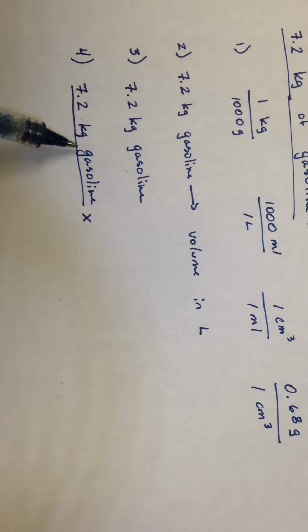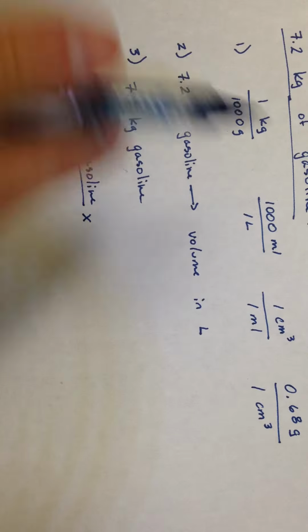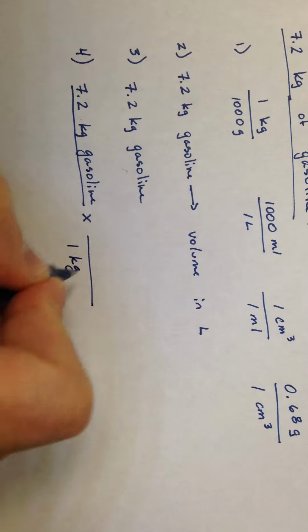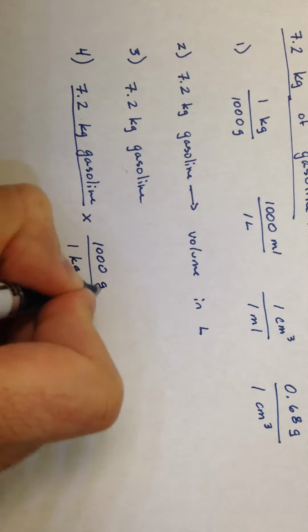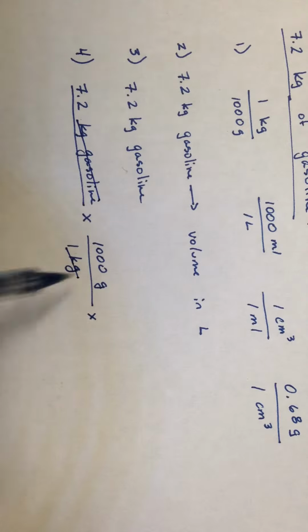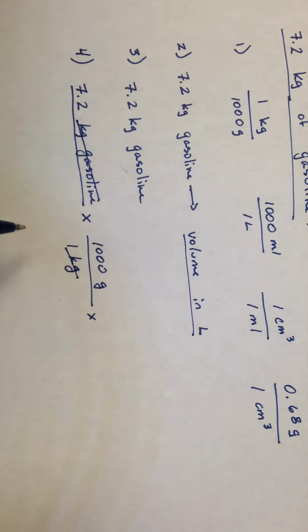Our next conversion factor we know is going to have kilograms in it because that's what's on top here. So we look up at our list of known conversion factors and we'll find that 1 kilogram is equal to 1,000 grams. So we're going to put 1 kilogram, 1,000 grams. And that allows us to cancel kilograms with kilograms. Now we have grams on top. That still isn't what we're looking for.